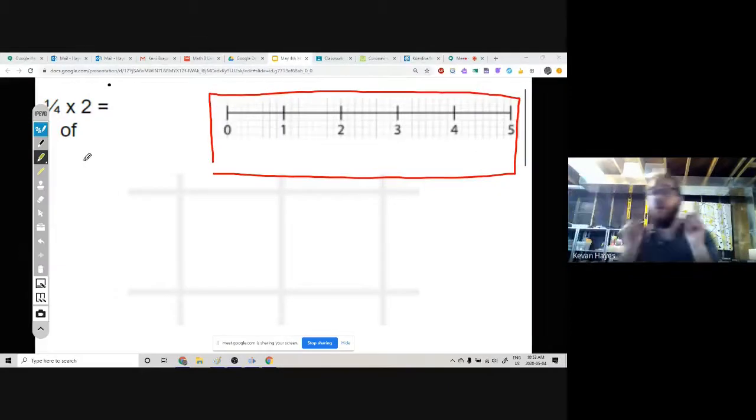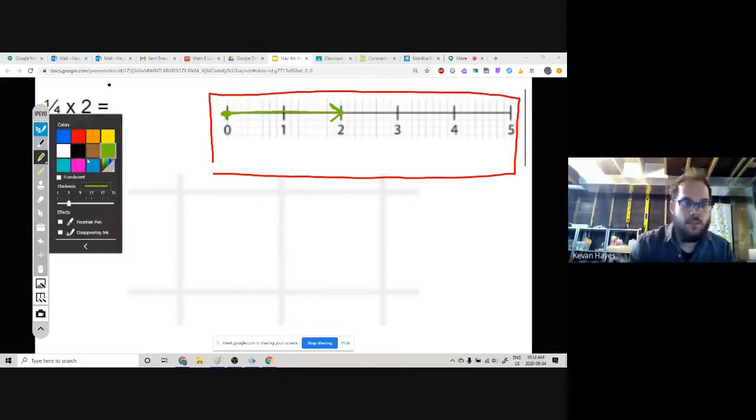So by the way, another way that you could do this question, instead of thinking of it as 2 groups of 1/4, you could start with the 2 and you could extend a line that's 2 units long. So you could start that way. And then we could think about what is 1/4 of 2. So then we could take this line and we could split it into quarters. There would split it in half. Here would split it into quarters.